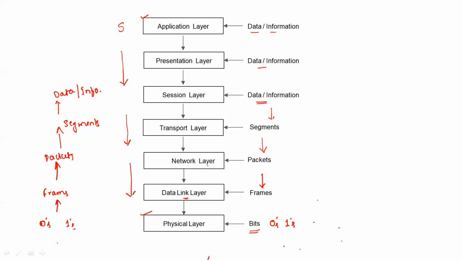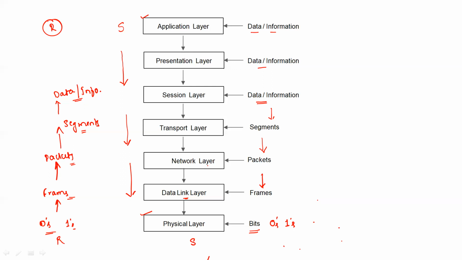So this is at the receiver side, and this is at the sender side. At the sender side, information will be transmitted from application layer to the physical layer, whereas at the receiver side, information will flow from physical layer to the application layer. So at the receiver side, zeros and ones will be converted into frames. The frames will be converted into packets. Packets will be converted into segments. And again, the actual information will be given to the receiver. So this is how information passes from application layer to the physical layer in OSI protocol stack.